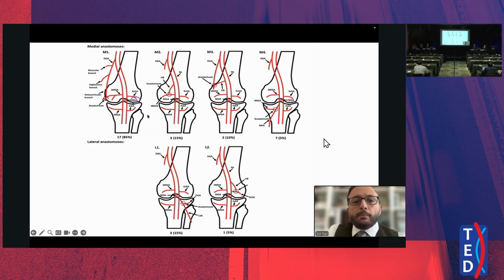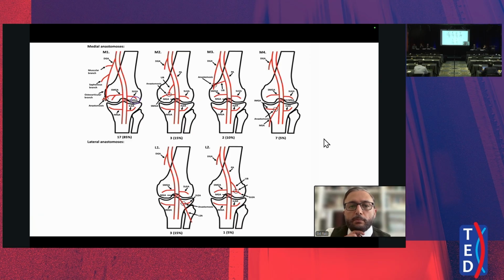So there are many, many variations in the takeoff and the course of these arteries. And it's very important to understand these, not just to be able to cannulate them, but also to make sure that you don't have the most dreaded complication seen in these procedures when they're performed poorly, which is non-target embolization.